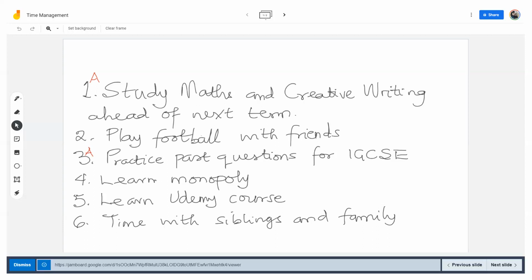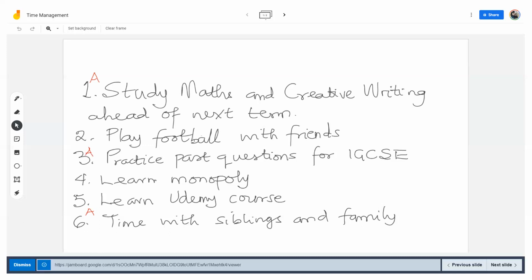Let's see what else can be priority A. Spending time with family. Yeah, it is priority A. You definitely want to spend time with your family. You want to ensure that your life is not just about work, work, work, work. You'd also like to bond with family. Life is about community. Okay, so these are priority A items.